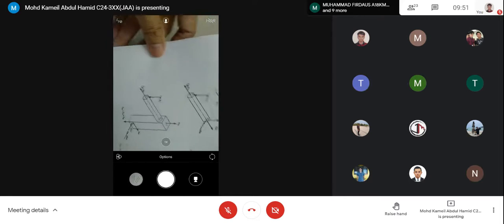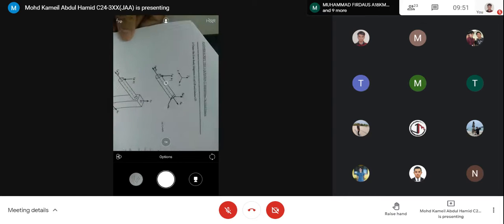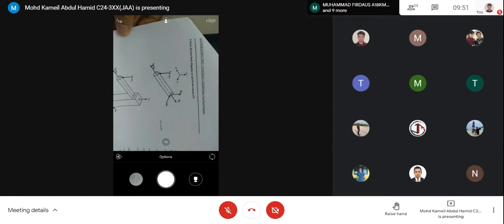Okay, so this is the answer for the first one. It should be okay to draw. You can draw it properly, meaning you have AY and AZ. So that is the free body diagram for rod AB.